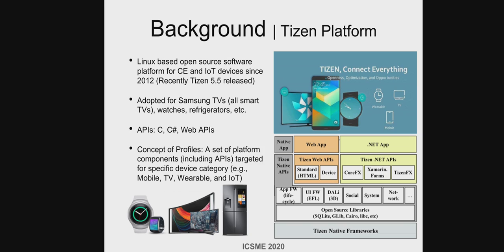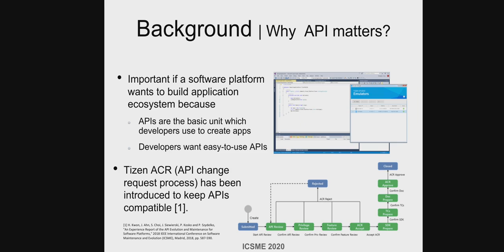In Tizen, we defined multiple profiles, which are groups of software components targeting specific device categories such as wearables and TVs. Currently, Tizen defines several profiles including TV, wearable, mobile, and IoT. Each profile requires a lot of APIs to be exposed for Tizen application developers.